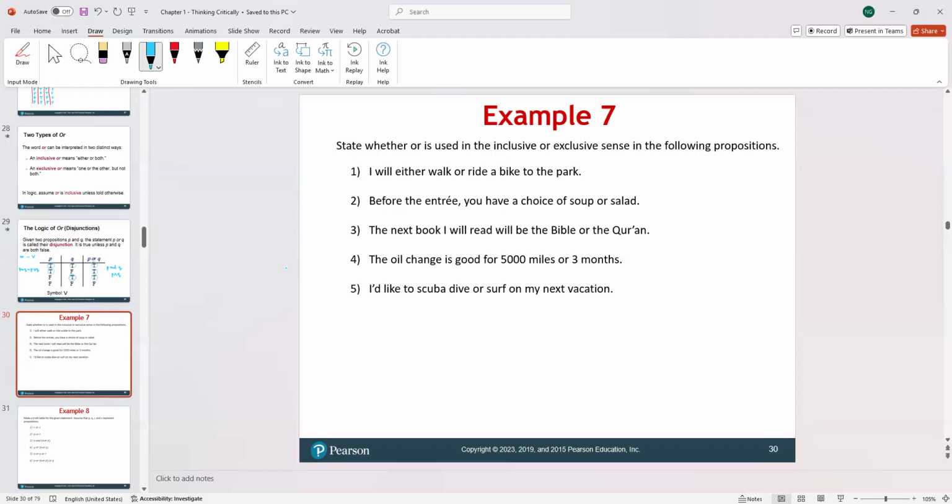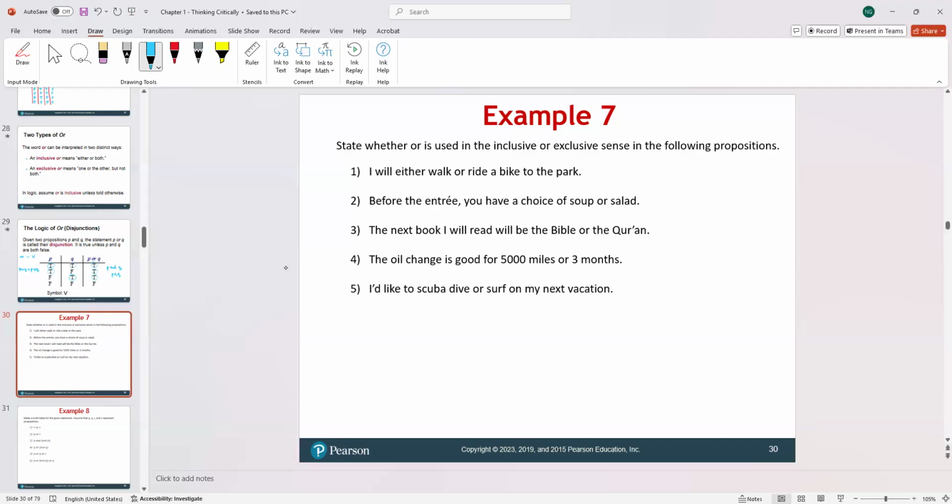I would either walk or ride a bike to the park. If you go with your bike, then you're going to go with your bike. If you walk, then you'll leave your bike at home. The exclusive or is used here as it is unlikely that the proposition means you mean both walk and ride the bike to the park.